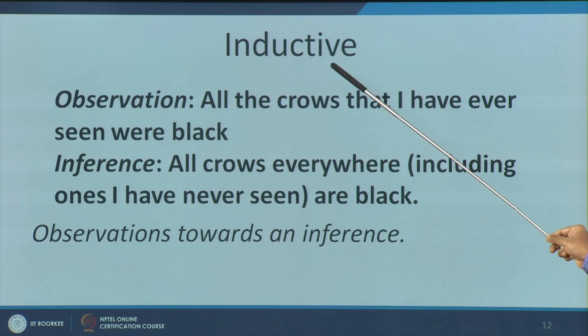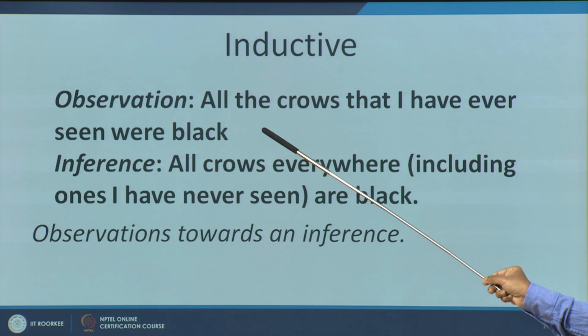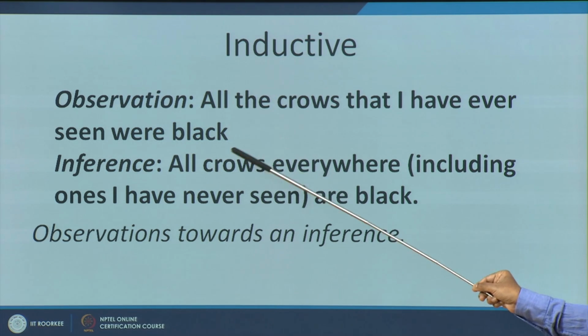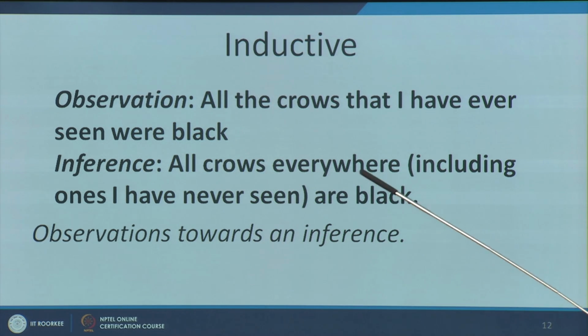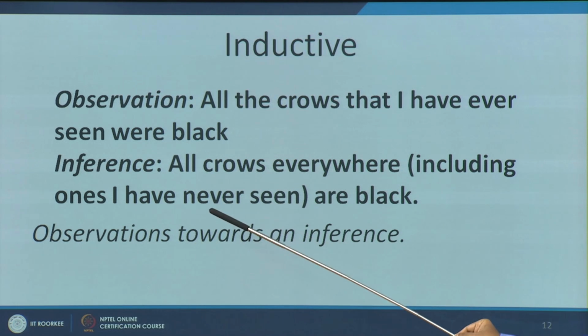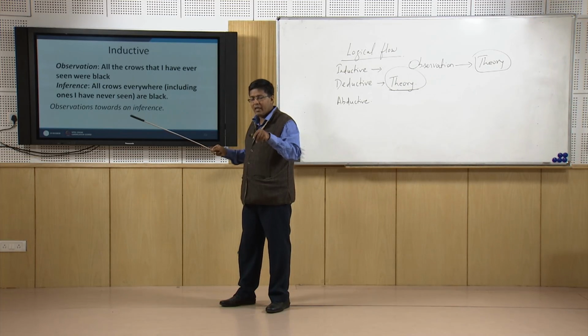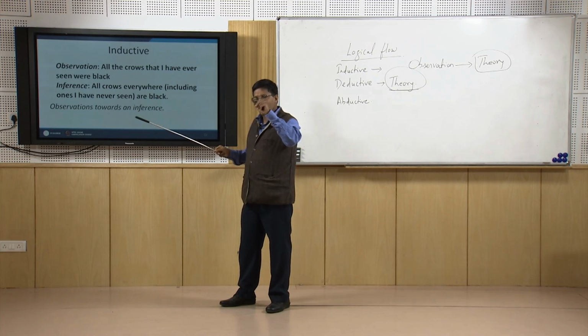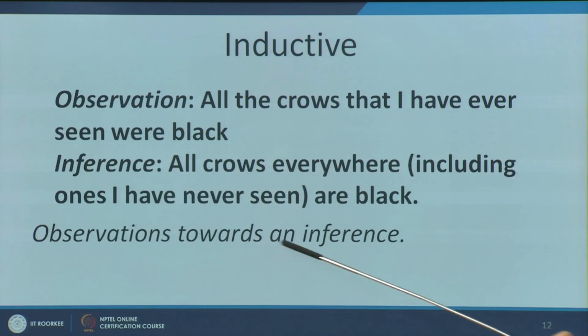Similarly, let us take an inductive one. All the crows that I have ever seen were black. So, what is my inference drawn? What is the theory I am building? All crows everywhere are black, including ones I have not seen. Because from the observations I found, I have made a theory that all crows must be black, because all the ones which I have seen were black. Okay. So, observation towards an inference.